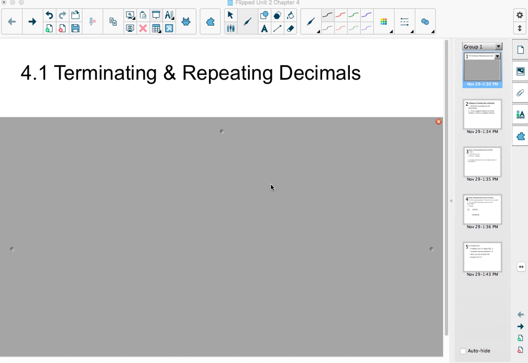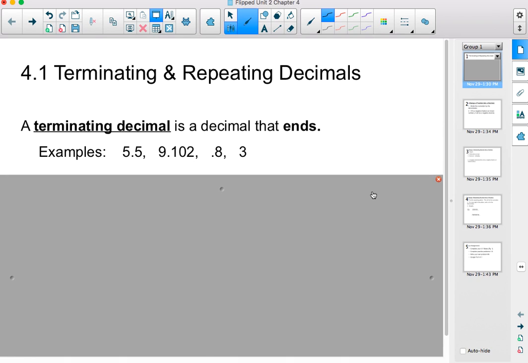Okay, so this is going to be our Chapter 4, Lesson 1. This is all about terminating and repeating decimals, and a lot of this lesson is going to be familiar to you. So some things we're going to go through kind of quickly, but please remember that you can always refer to your Chapter 0 notes or even the top of your Chapter 4 notes where we did the prerequisite knowledge.